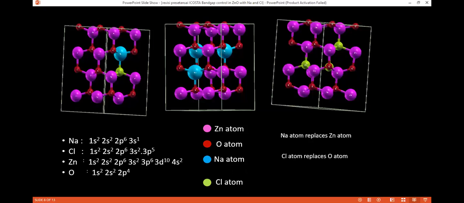In this figure, we can see the co-doping of sodium atom and chlorine atom. Sodium replaces one zinc atom, and chlorine replaces one oxygen atom. This is sodium doped zinc oxide with three sodium atoms, and this one is three chlorine atoms doped in zinc oxide.